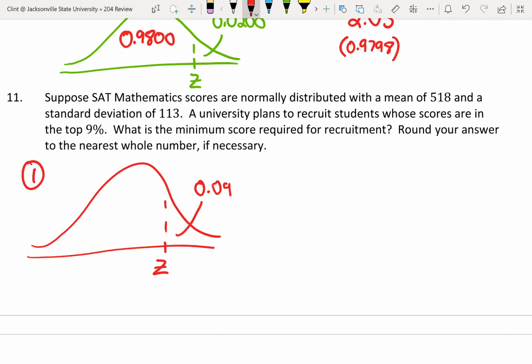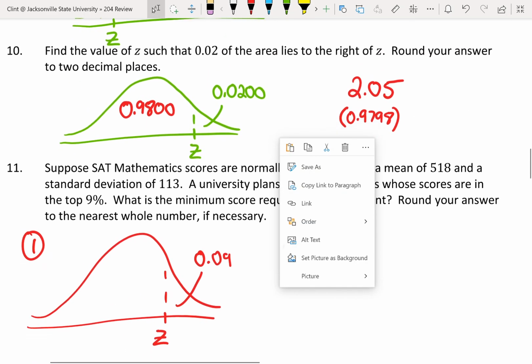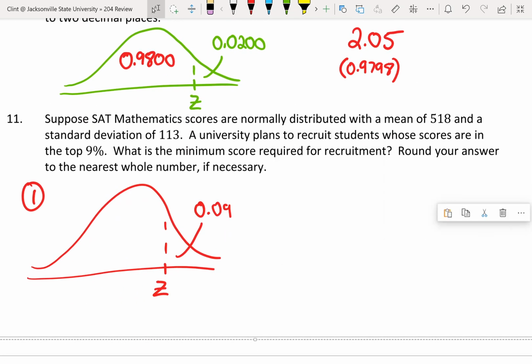So this part you can do just like number 10. You can do it either method. I'm just going to look for 0.09 this time. Closest one I can find is 0.0901. That corresponds to a Z of negative 1.34. But I know the one I want's on the other side, so this Z is positive 1.34.